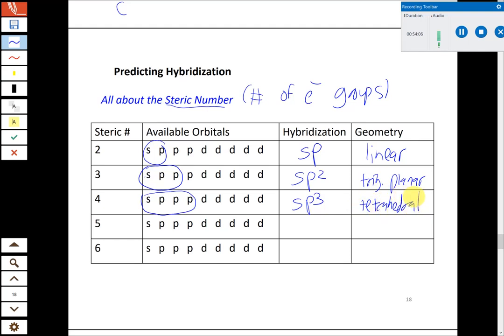All right, and then the next 2 that are a little bit higher than that, 5 and 6. 5 electron groups, 5 orbitals need to be hybridized. So it's going to be s, 3 p's, and 1 d for a total of 5 hybridized orbitals. We call that sp3d, or sometimes dsp3. Those don't mean anything different from each other.